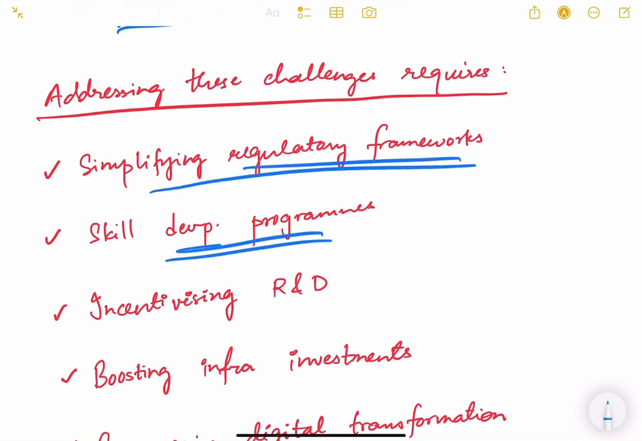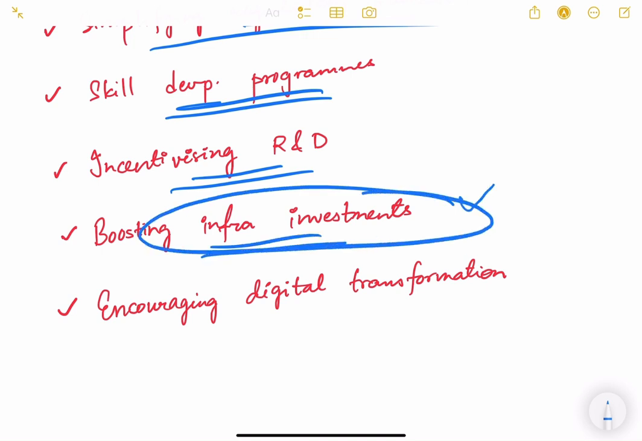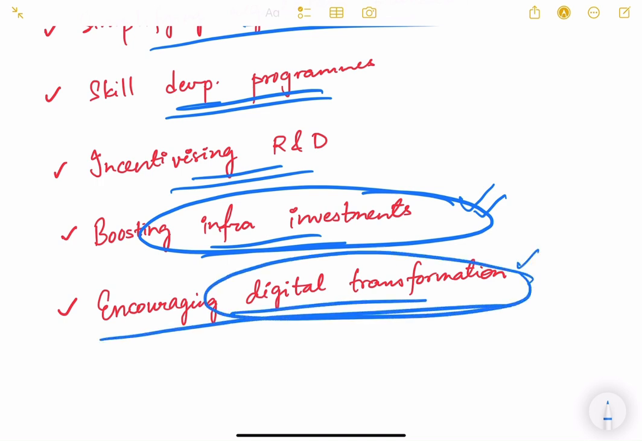We have to have skill development programs so that we take up high-end manufacturing. We have to incentivize R&D in the private sector by providing sufficient subsidies or other government support. We have to boost our infrastructure investment. This is very, very important, because countries like China and Vietnam are growing based on this, by investing heavily in infrastructure. And we also have to encourage digital transformation, because this is the way forward, this is the future. So I think this is how we can encourage our manufacturing sector, and we can support it.